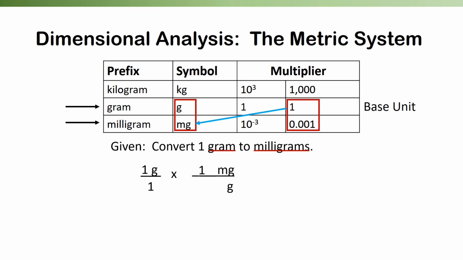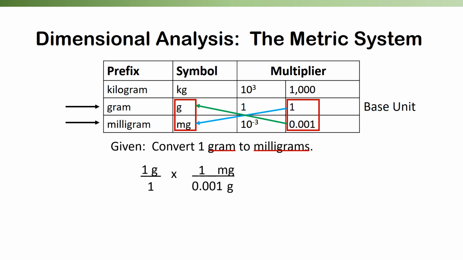And then for grams in the conversion factor, we're going to look to the multiplier for milligram, which is 0.001, and we're going to plug that into our grams. And here we are, we've created our conversion factor from our metric conversion chart. So that's step 2.